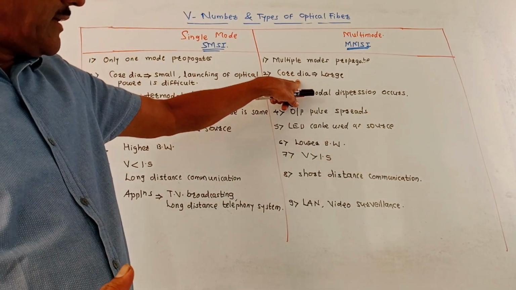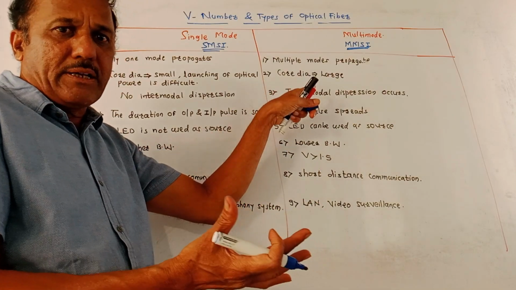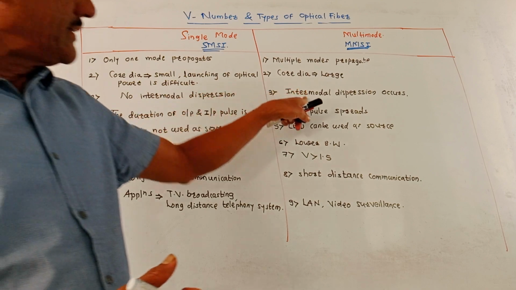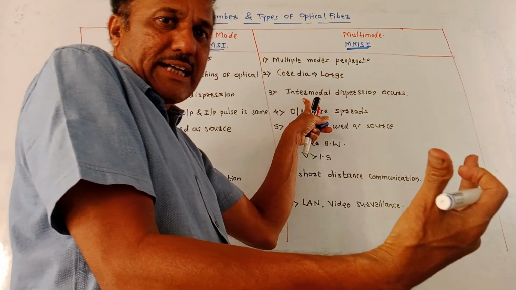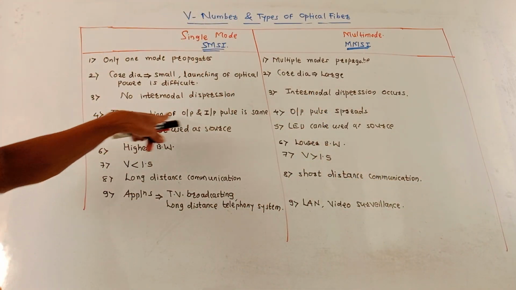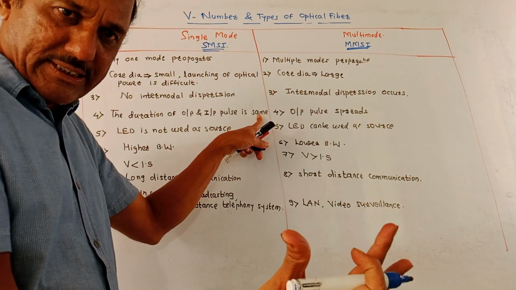In this case, core diameter is large, so comparatively it's easy to launch optical power inside the cable. There is no intermodal dispersion. In this case, intermodal dispersion occurs because more wavelengths are used, that is, more modes are existing. The duration of output and input pulse is same, that means width of both output and input pulse is same.